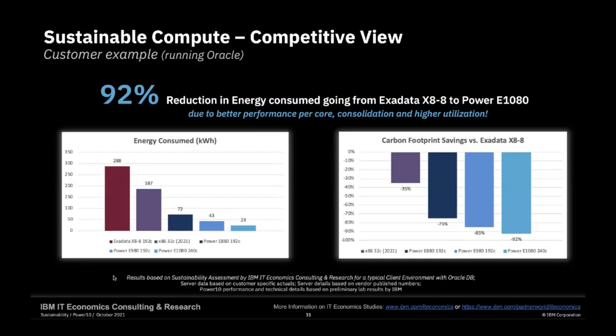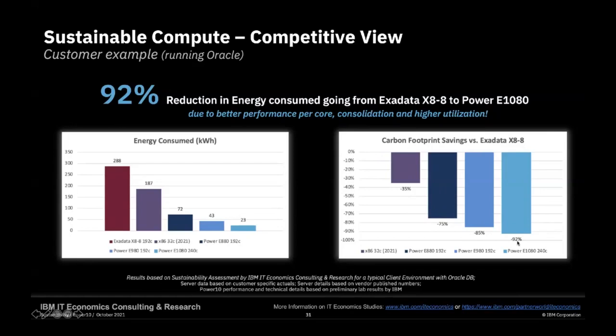Based on the R-curves for the 1080, we basically extrapolated this. As that was Exadata X8, which is a little bit older, we worked in a newer generation of Intel servers with the Xeon Gold processors. So here you can see energy consumed in kilowatt hours and how that translates from Exadata, the Intel systems, Power8, Power9, and now Power10 high-end systems. And if that's the energy consumed, you can put it the other way around and reduce your carbon footprint by the following percentages. Starting from the Exadata and comparing it to the Intel systems, that's 35% less, with Power8 75%, 85% on Power9, and 92% on Power10.